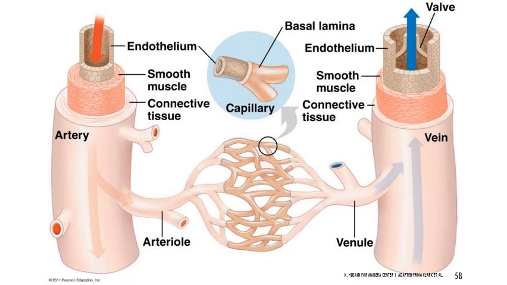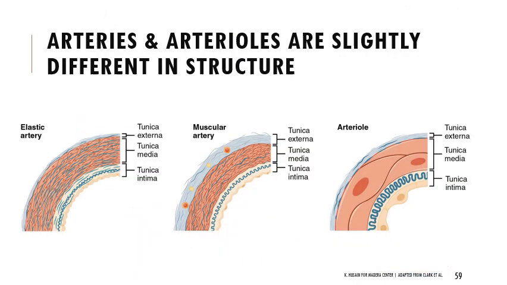So when we look at arteries and arterioles, it might be tempting to just say that arterioles are just tiny arteries. That's not true. Even though they have the same basic layers, they have differences in cellular appearance and in what's embedded in those different layers. So arteries and arterioles are slightly different in structure. They're not exactly the same. The difference is not just size.